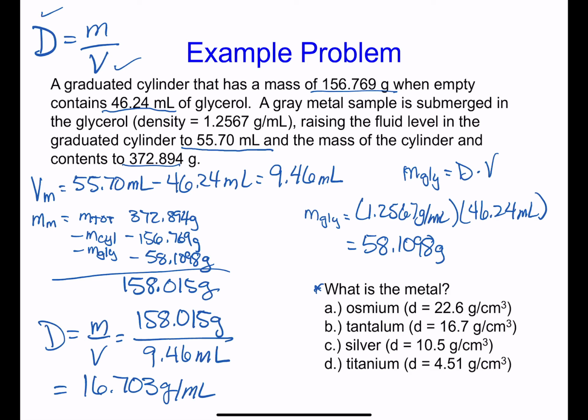So it looks like it's really close to tantalum, but we need to convert milliliters into cubic centimeters. Conveniently, 1 milliliter is equal to 1 cubic centimeter. This is a really handy conversion, especially in this case, because now I know that 16.70 grams per milliliter is the same as 16.7 grams per cubic centimeter. So tantalum must be the correct answer in this case.